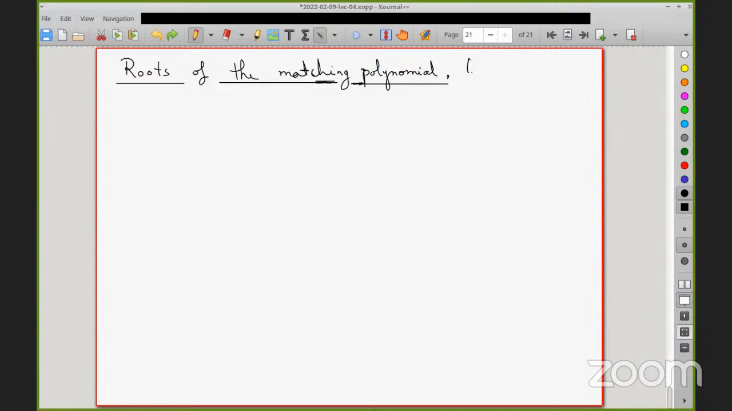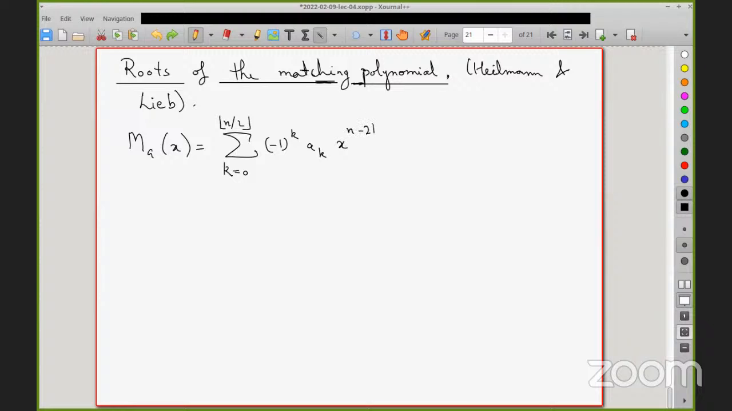So this is directly from Heilmann. For this, we will actually look at a different polynomial, which is m_G(x) is the summation, k goes from 0 to n/2, of (-1)^k a_k x^(n-2k). Now these variables are not sitting on the edges, but on the unmatched vertices. Okay, and the claim is that this is also real stable, is also real rooted.